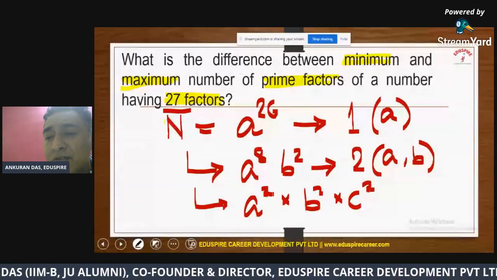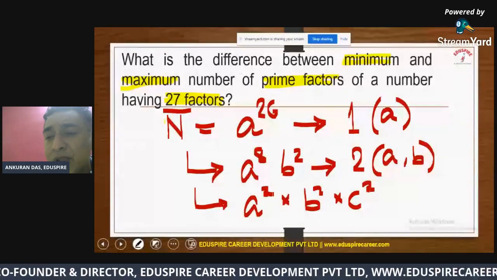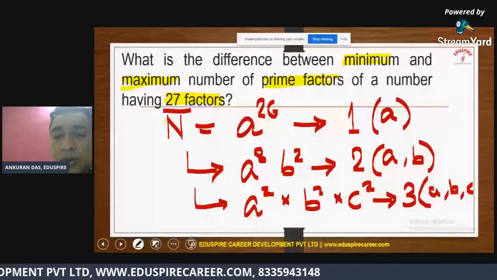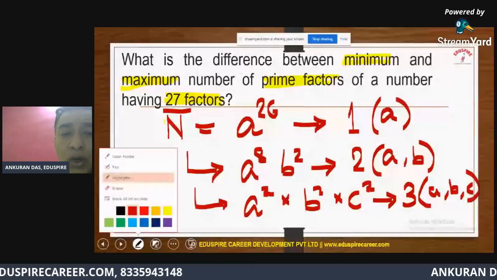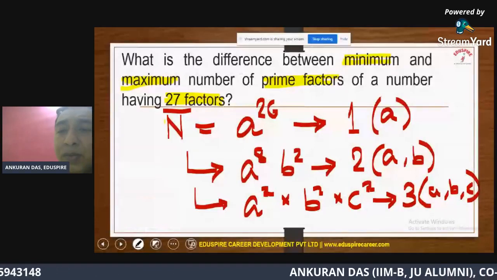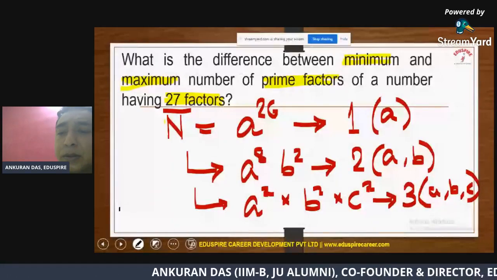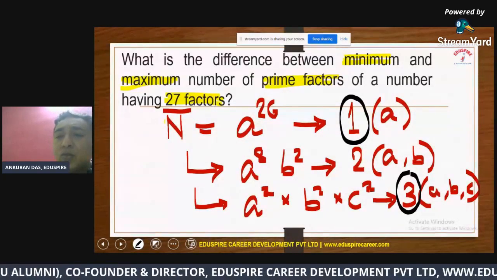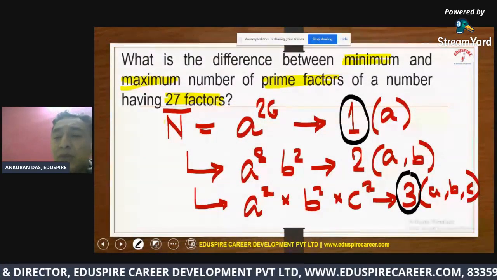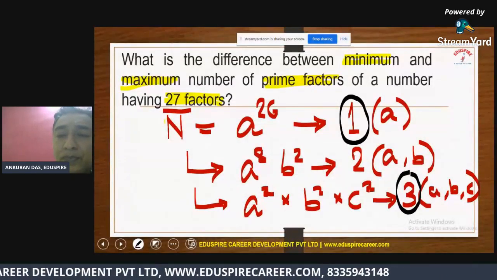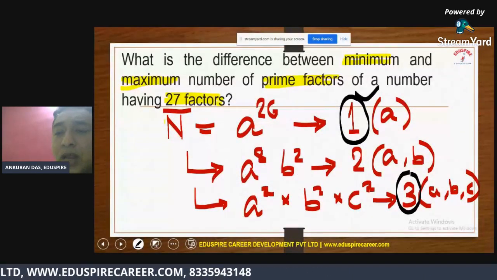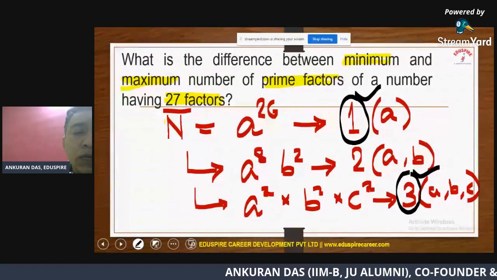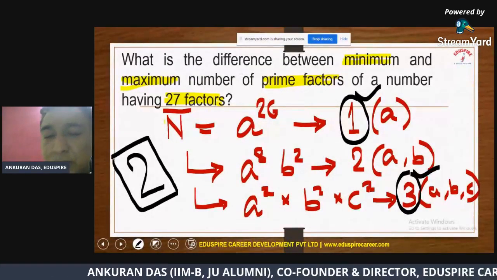I have 3 prime factors, all right. So what is the maximum and minimum number of prime factors? The minimum number of prime factors is 1 and the maximum number of prime factors is 3. So the difference between these two, that is 1 and 3, will be your answer, which is 2. All right, so your answer to this question will be 2.